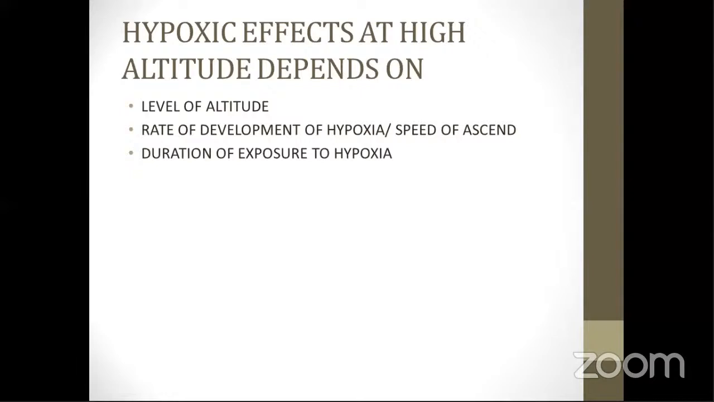How high you are going, then the rate of development of hypoxia, that is, at what speed you reach that height. If you go to 30,000 feet in one day, you are exposed to hypoxia that much more rapidly. So that is speed of ascent. And the third factor is duration of exposure, how long you are exposed to that much hypoxia. These three factors are important.